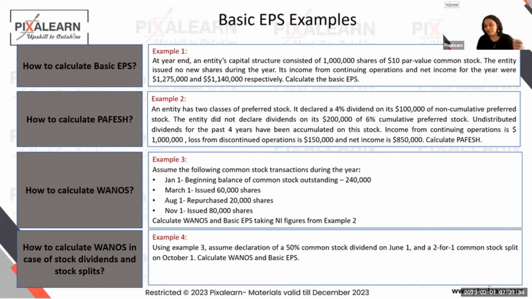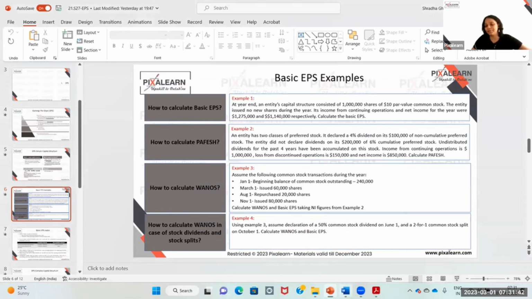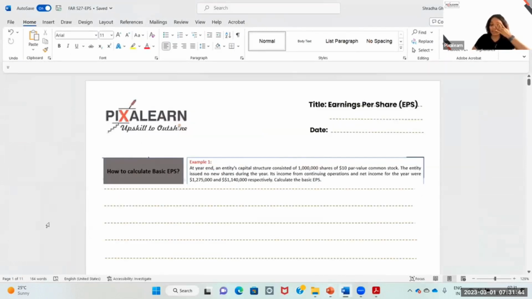I've tried to give you a little difficult question because if you can handle this, then the easier ones you can definitely handle on your own. Okay, so just try to take it one by one. So the first question is, how do you calculate a basic EPS?